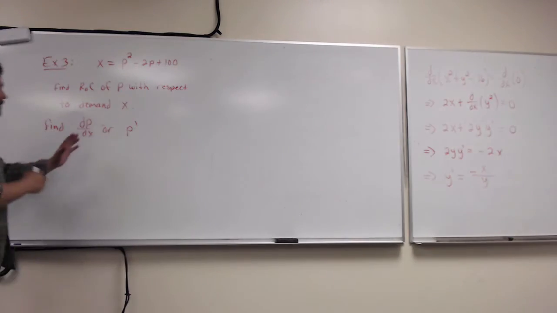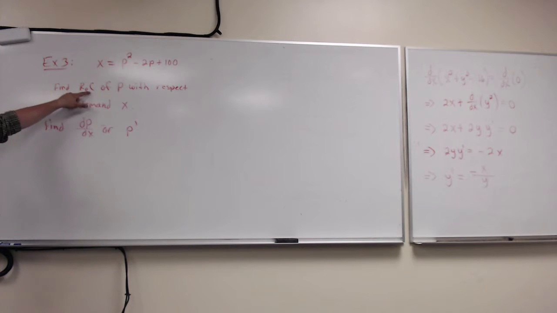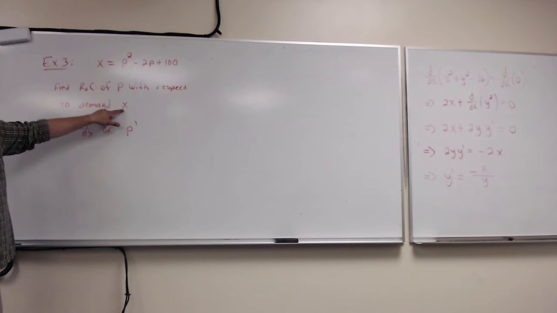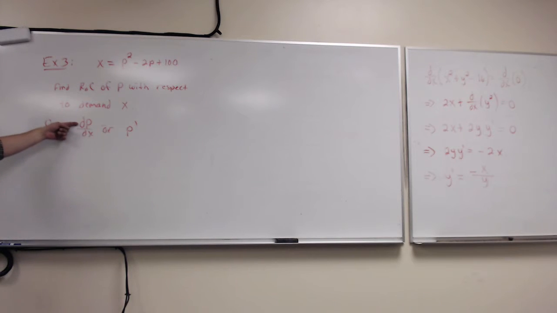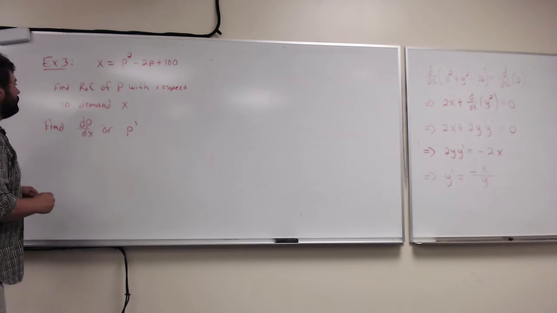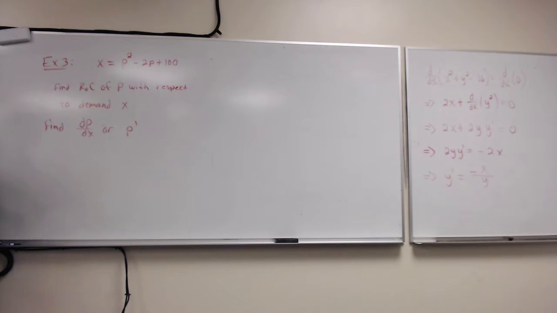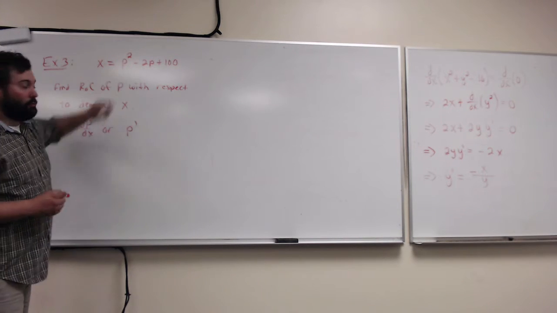Hopefully everyone realizes this now. If you're finding the rate of change of a variable with respect to another, the rate of change of the variable gives you dp in the numerator, and the variable you're differentiating with respect to gives you the dx in the denominator. So you're treating p as the dependent variable and x as the independent variable. But we're going to just write it as p prime. Since we want dp dx and we're treating p as the dependent variable, we'll take the derivative with respect to x on both sides.